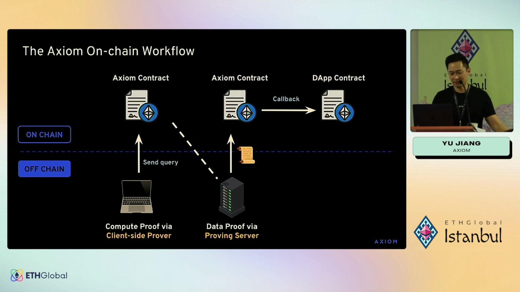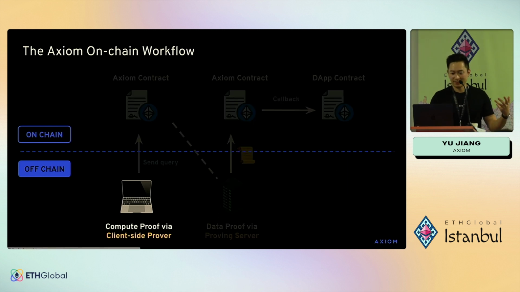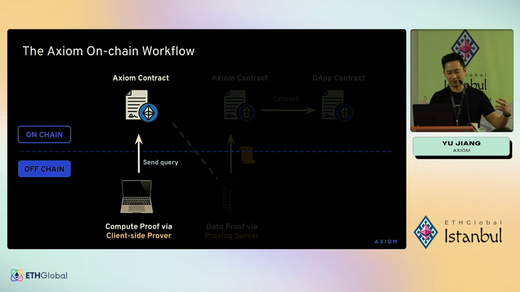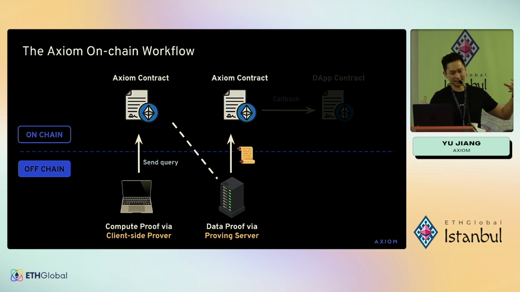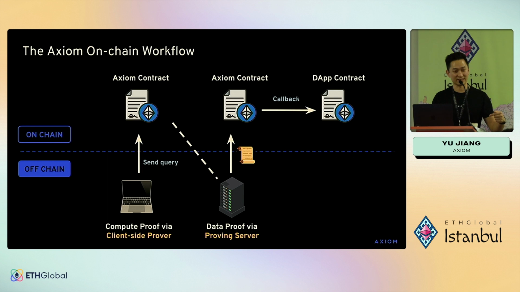I'll just really quickly go over this workflow. We start off with generating a compute proof via a client-side prover, right? And then with that proof, we send a query into the Axiom contract. The Axiom contract then generates a proof on the proving server. The proving server sends the result of that proof to the Axiom contract, which then calls the on-chain verifier. That data is verified before it's sent via a callback to the developer's DApp contract.